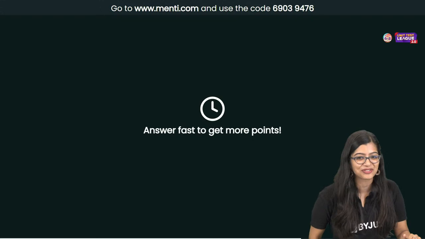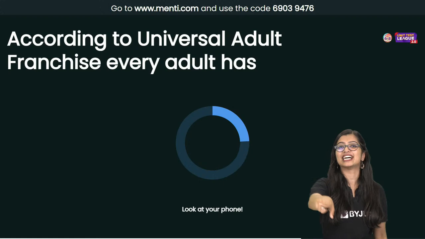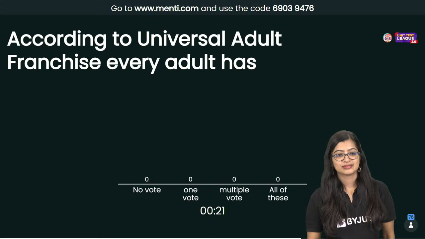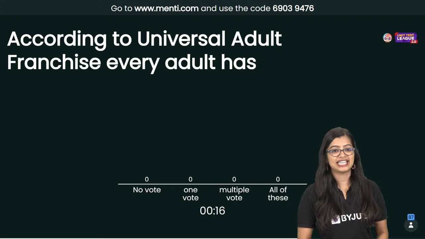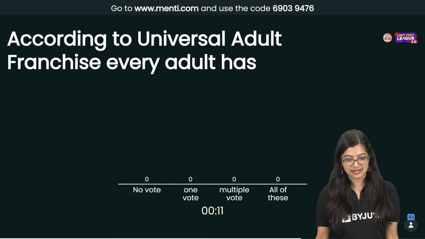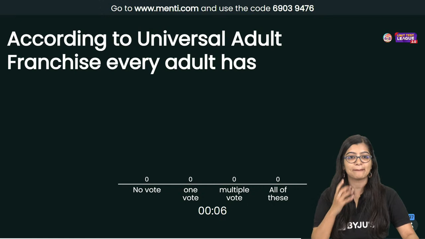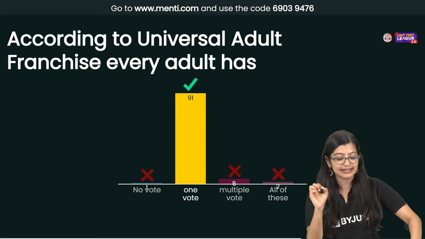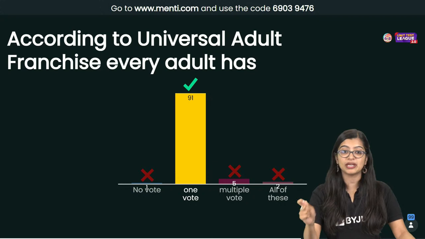Coming to the next set of questions. According to Universal Adult Franchise, every adult has how many votes? No vote, one vote, multiple votes, all of these? How many votes does an individual have? Easy. You all get so scared of SST, no? That's why we want to bring down that fear of SST. We don't want you to be scared. We want you to be happy. Very good. As per universal adult franchise, every citizen has the right to vote and each citizen will be given one vote. So the correct answer here is option B.